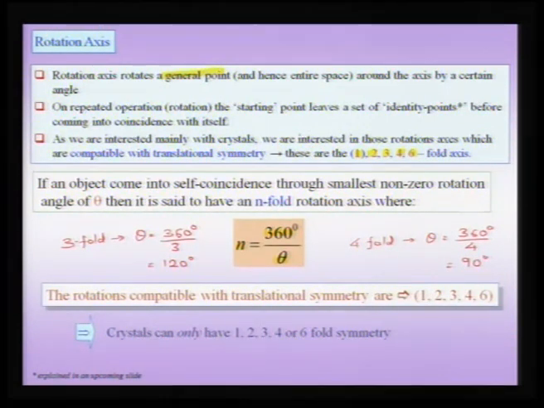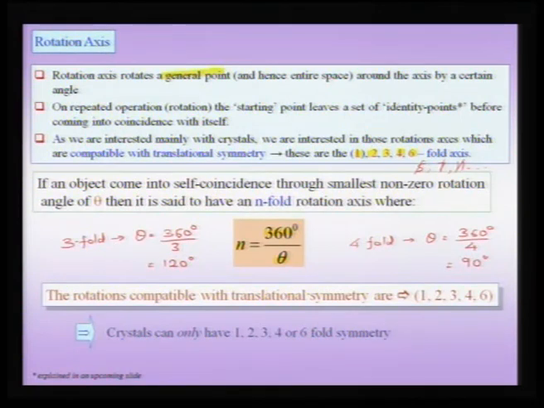In other words, I do not have to consider the entire set of rotation axes, which includes, for instance, there is no five-fold involved here, there is no seven-fold here, there is no 11-fold, etc. Therefore, there is only a small finite set of rotation axes I need to consider when I am talking about rotational symmetry, which is consistent with translational symmetry or that which is consistent with crystals.